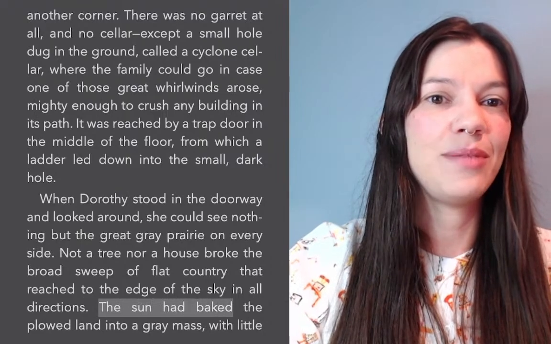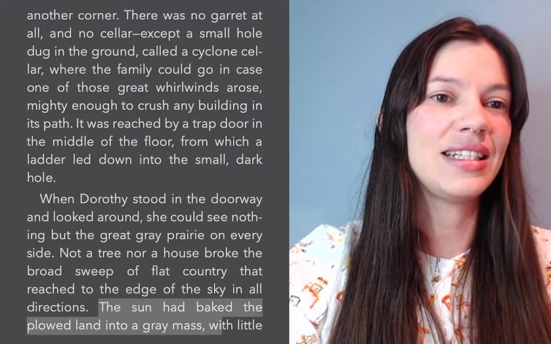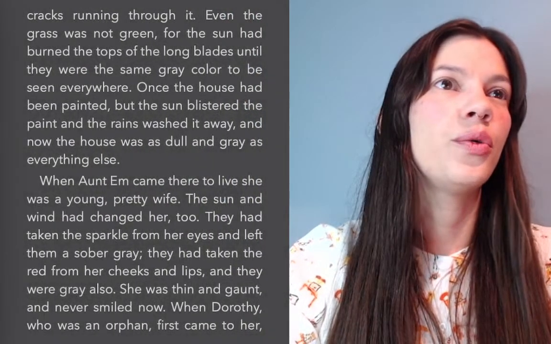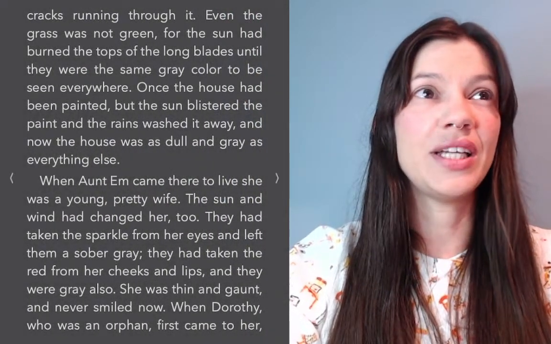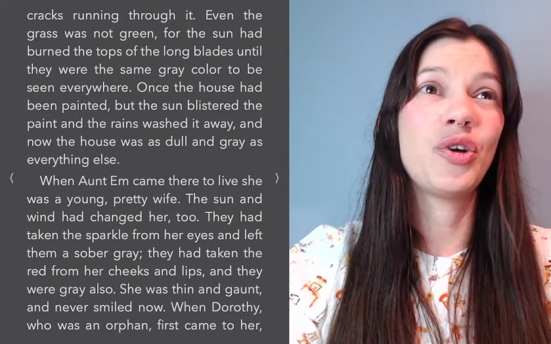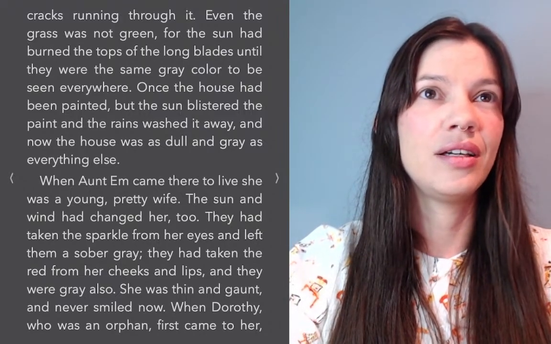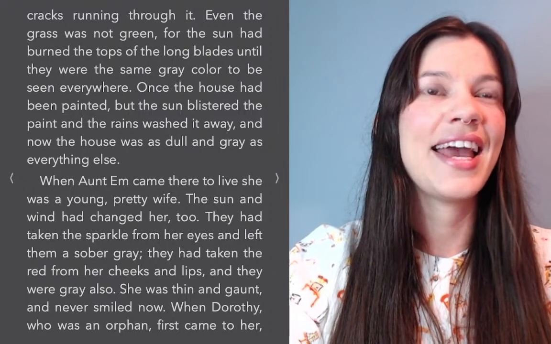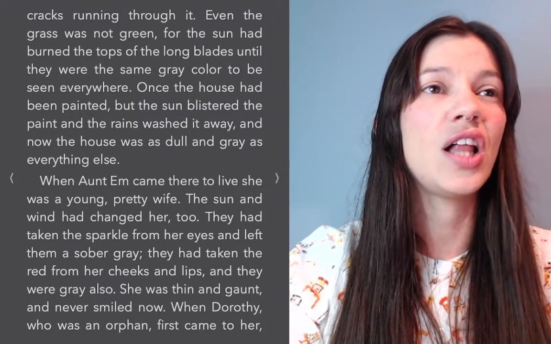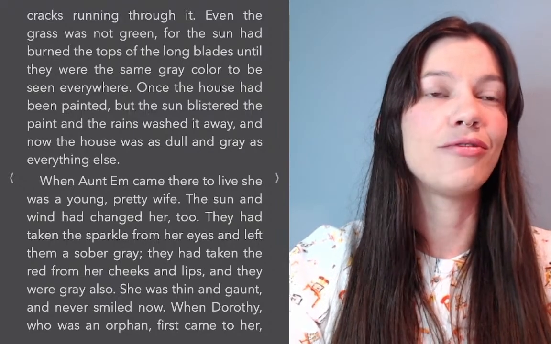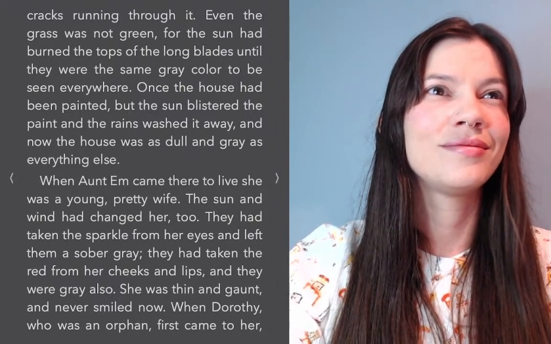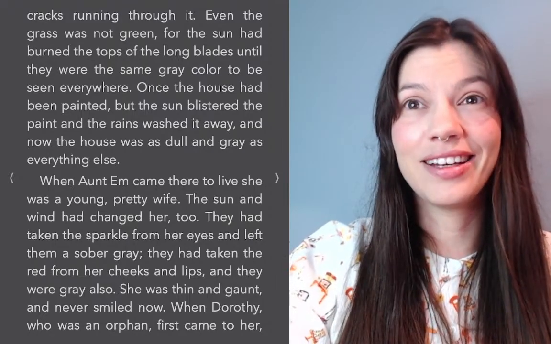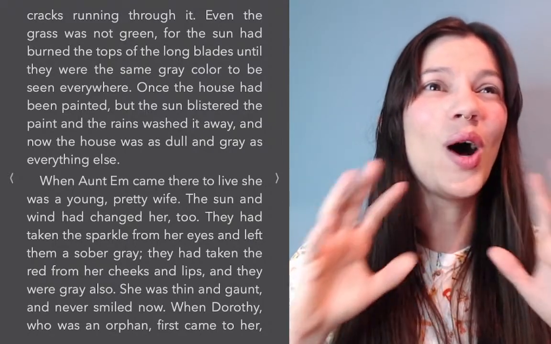The sun had baked the plowed land into a gray mass, with little cracks running through it. Even the grass was not green, for the sun had burned the tops of the long blades until they were the same gray color to be seen everywhere. So we're seeing it's very gray, dry, no colors, no water.